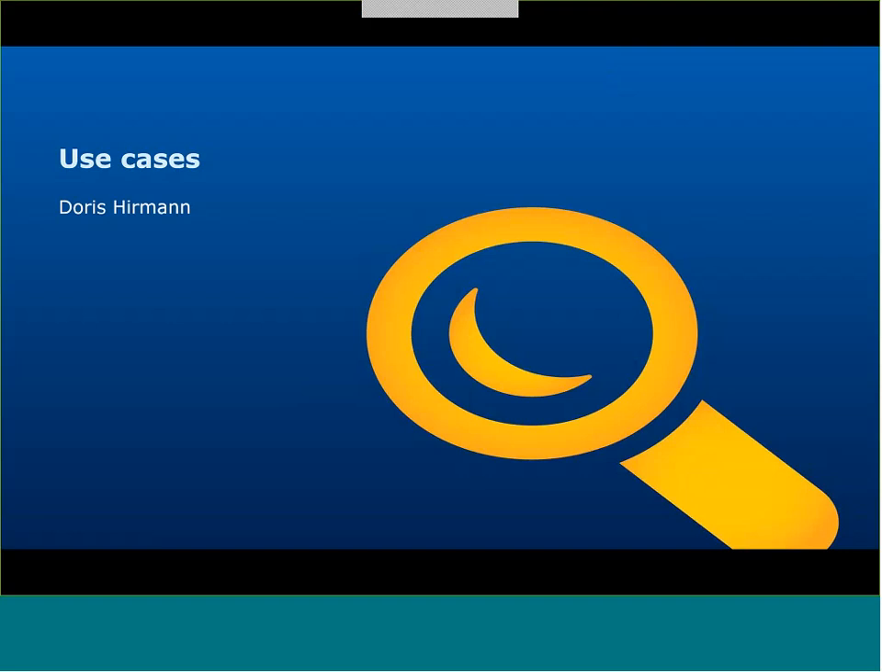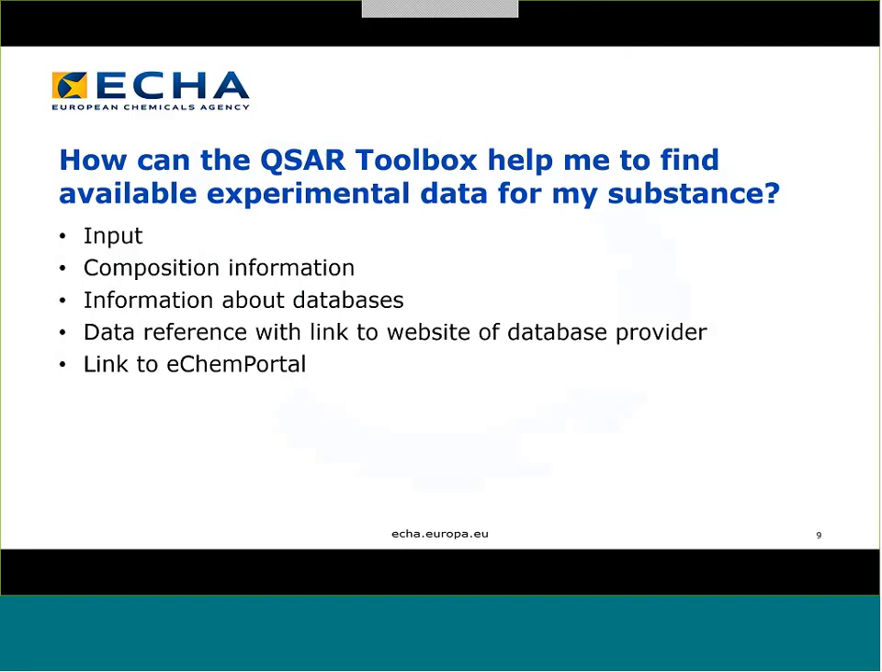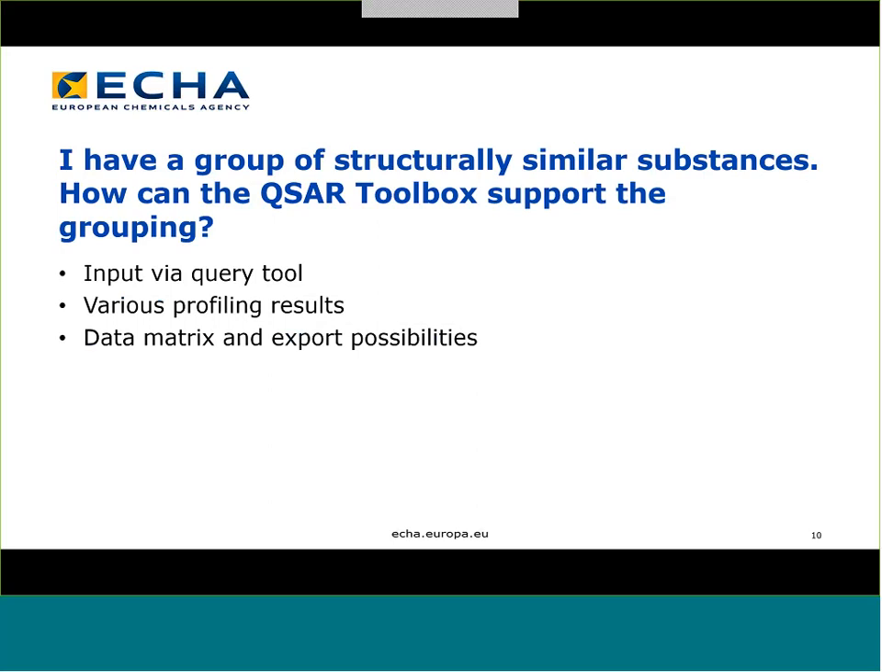In the first example, I want to show you how to search for available experimental data for a specific substance. Here I want to cover input, a new feature about composition information, then how you get access to database information, and where you can find the data reference. In the second example, I want to show you how to use the toolbox to support meaningful grouping of chemicals. I'm going to use the query tool for input for that, and I will go through various profiling results and indicate how to export data.